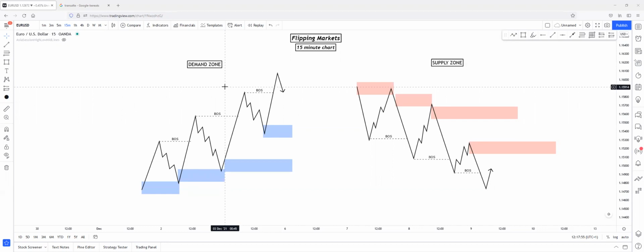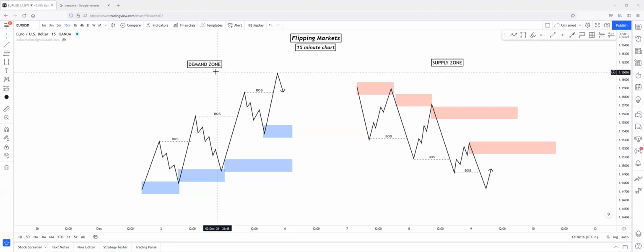Okay, so the first criterion, write it down: it has to create inefficiency. We call it IFC from now. Without inefficiency, the zone would be less valid, because zones with IFC attract buyers. So price has a greater chance to tap the zone with IFC than without IFC.